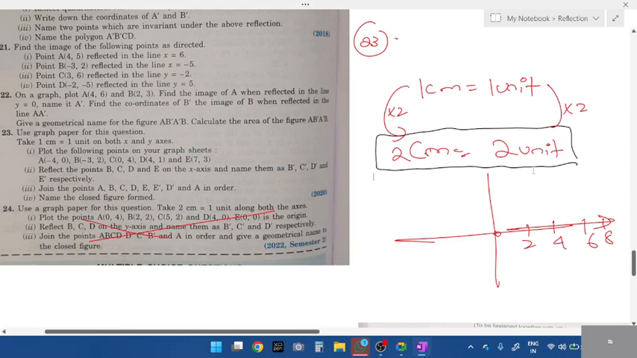Good evening, students. Solve the 23rd question. What is given? Naomi and Tanishka, what is the scale given? Scale. Okay. Do we have a 1 centimeter or 2 centimeter graph?